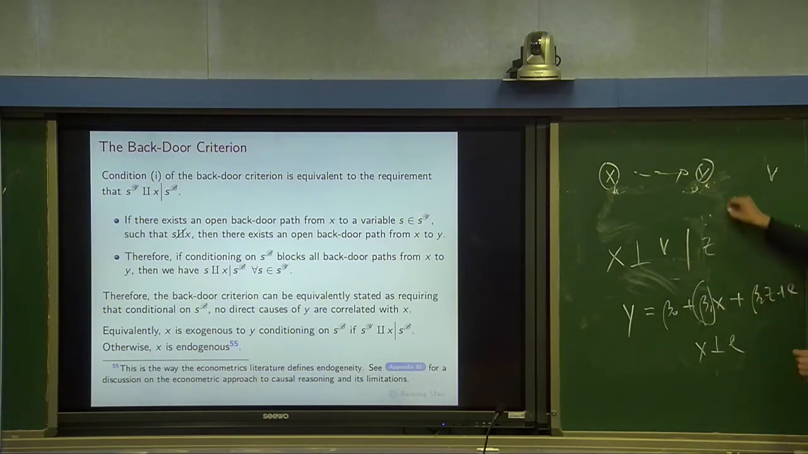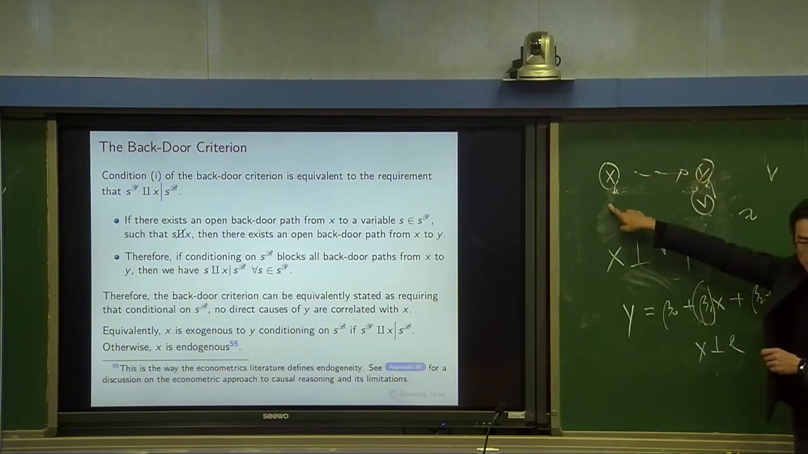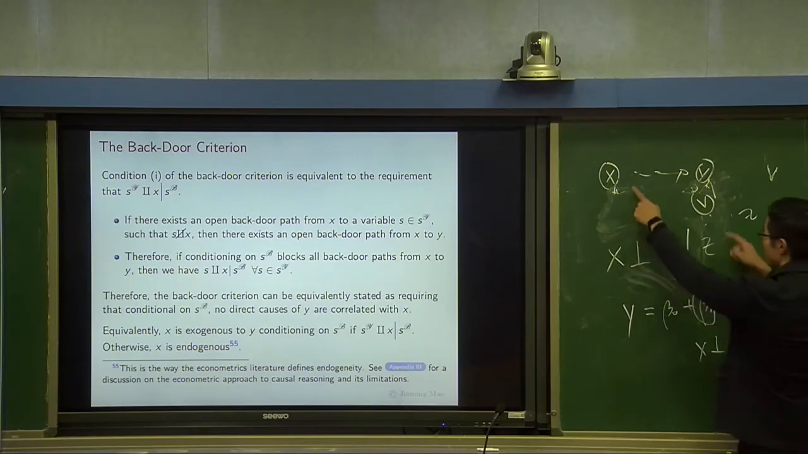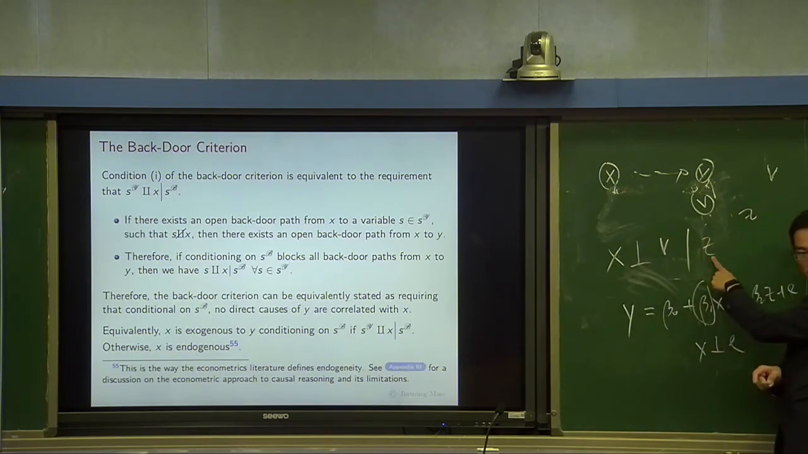Do people see that? This E is exactly a cause of Y that is not X. So the requirement that X and E are independent, conditional on Z, not correlated conditional on Z, is exactly the requirement that X and other causes of Y are independent, conditional on Z. So in other words, that's exactly the backdoor criterion.